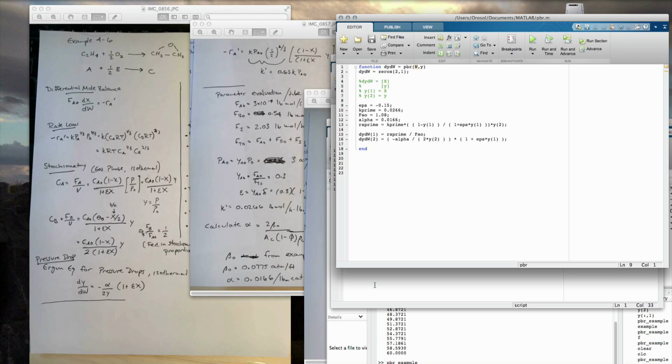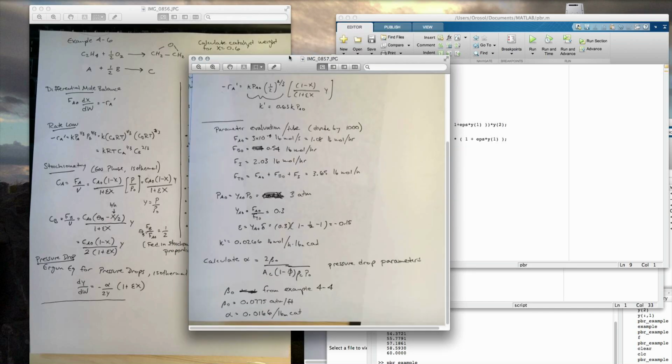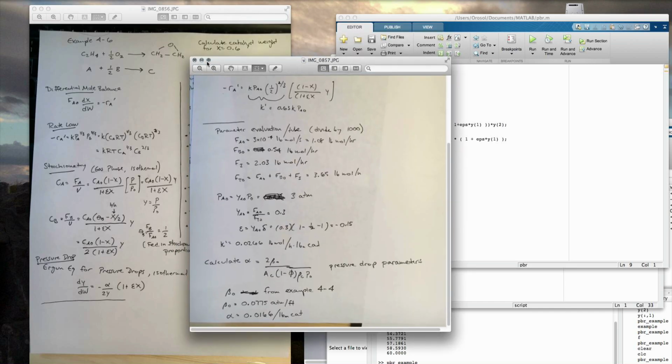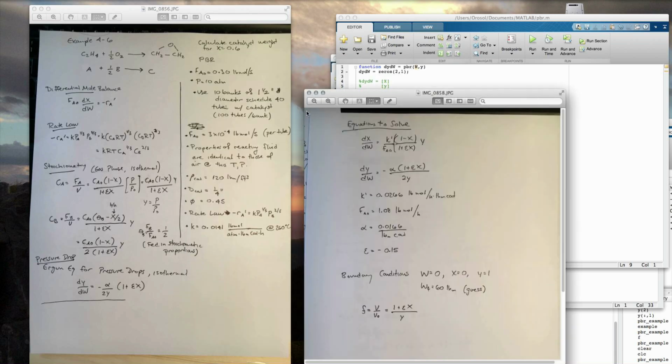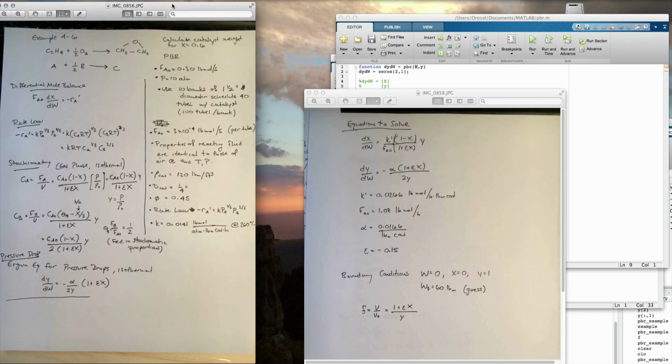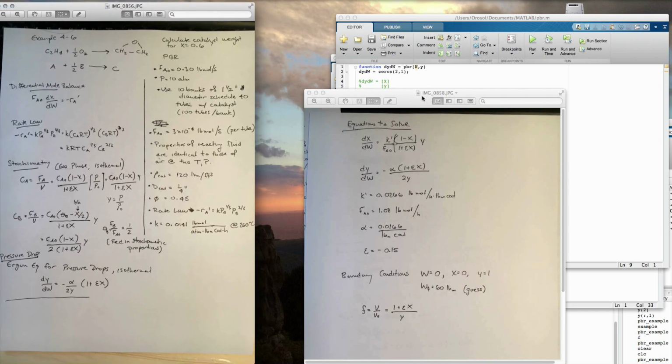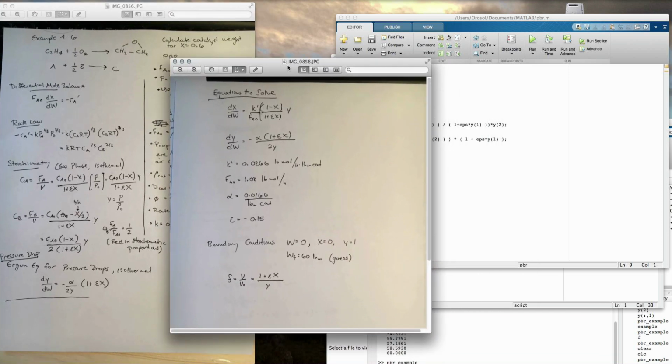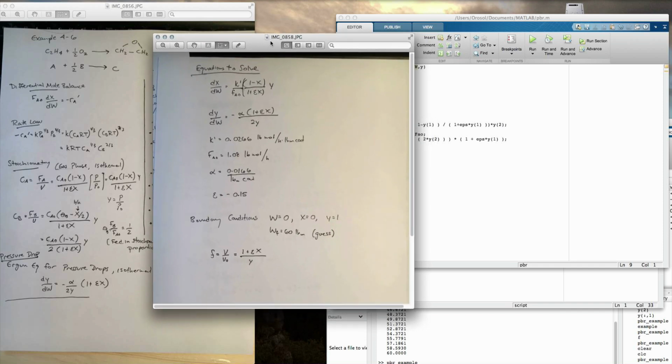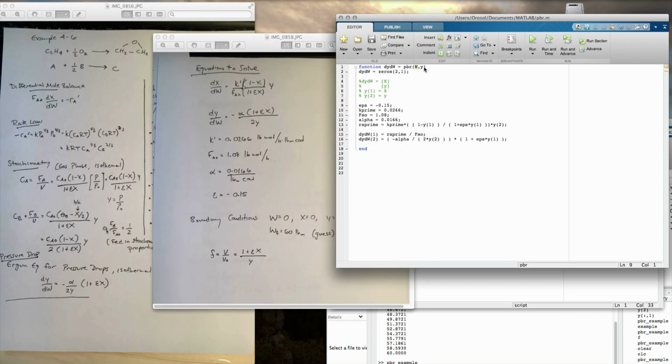So I'll just pull up this page with the equations so you can look at the equations while we look at the function. Okay, so this is a function.